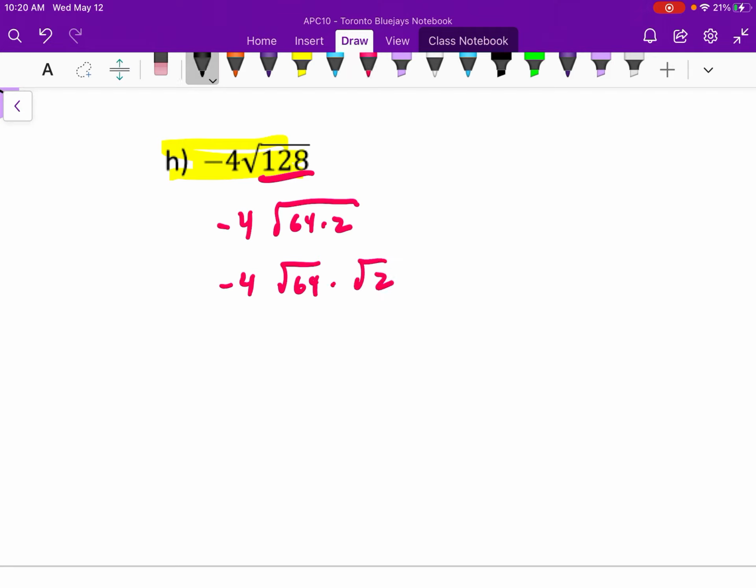Now, don't get distracted by the negative sign. These are just 3 quantities multiplied to each other. Negative 4 times the square root of 64 is 8 times the square root of 2. So when I multiply these two together, that's negative 32 times the root of 2.